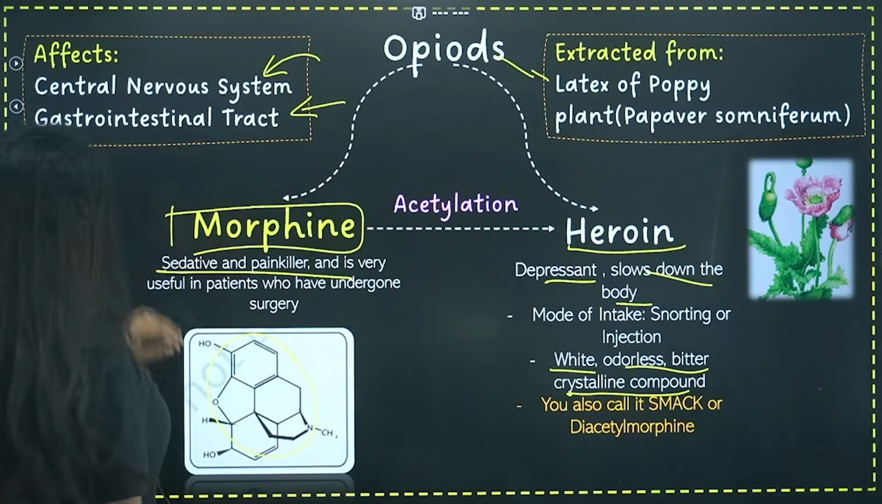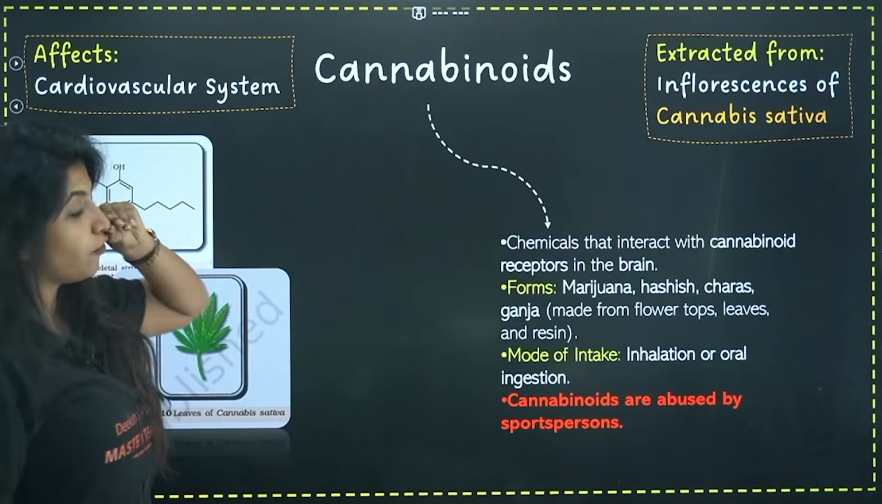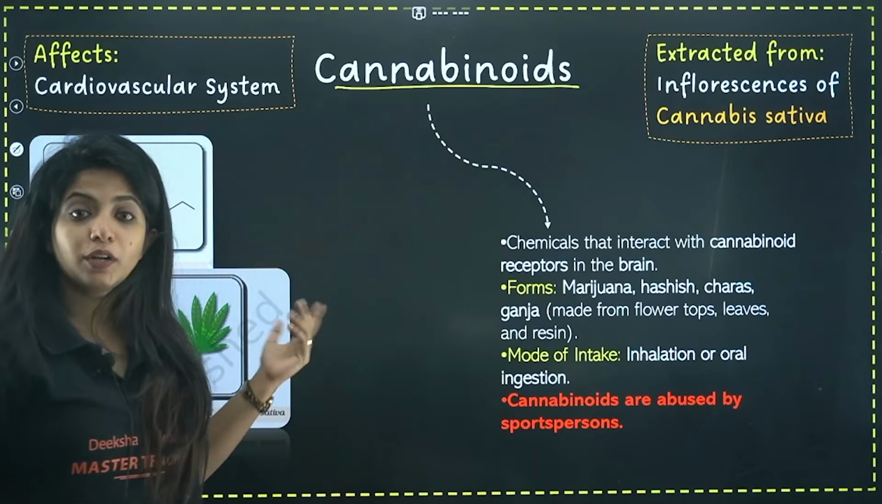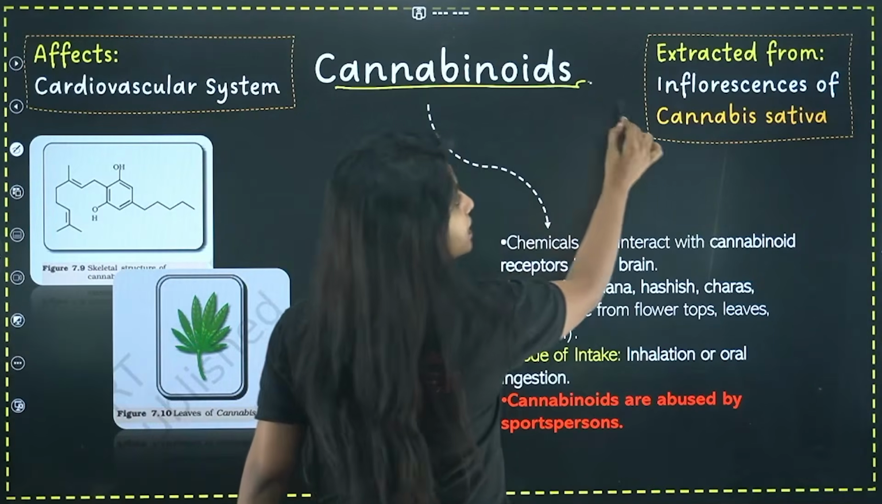Okay, that's all. Now you have the next set of drugs, which are known as cannabinoids. Cannabinoids, where do you get them from? You get them from Cannabis sativa.